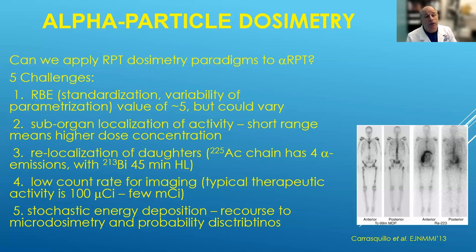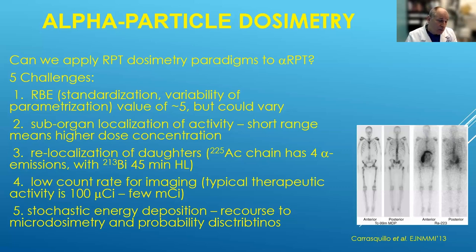Secondly, there's a lot of sub-organ localization of activity. Now this can happen also with beta particles, but the consequences aren't as dramatic. As I mentioned before, uptake is driven by physiology. And of course the normal organs aren't uniform. They are composed of different cell types, different functional subunits. So they can have more uptake or less uptake than others. They can have a very non-uniform distribution.